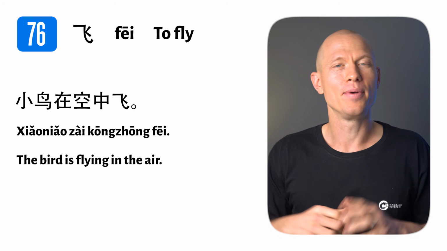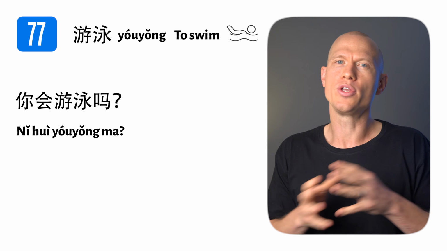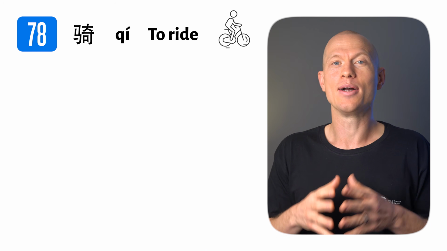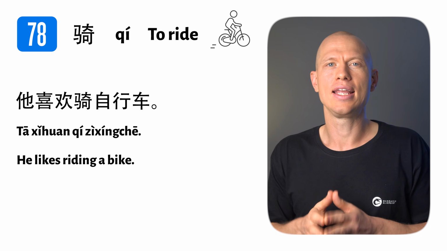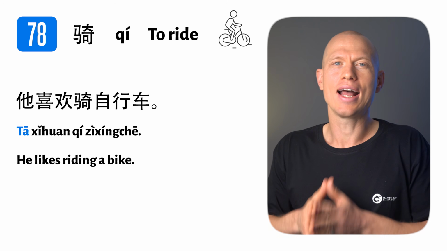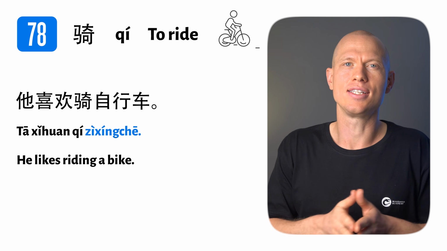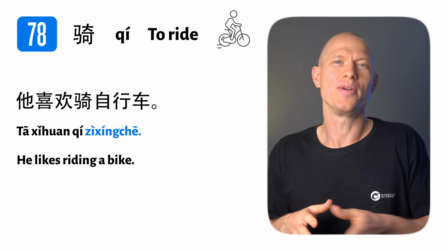Next up is 飞. 小鸟在空中飞. Bird is flying in the air. Next up is 游泳, to swim. 你会游泳吗? Can you swim? Next up is 骑, to ride something, usually a horse or a bike. 他喜欢骑自行车. He likes riding a bike. That's a tough one to say when you're just starting out.